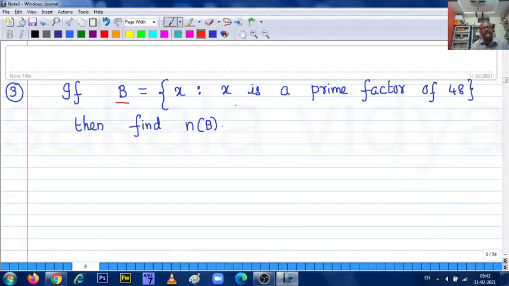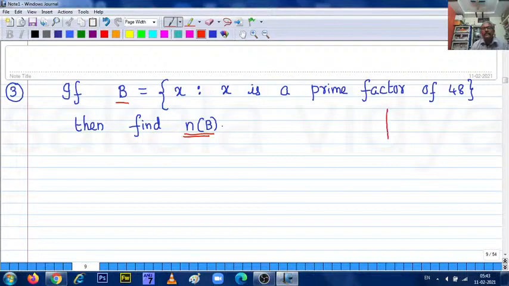First we need to write the roster form. After writing the roster form, what is n of B? n of B is known as the cardinal number or cardinality of a set. What do you mean by cardinal number or cardinality? It means the number of elements present in the set. You just count the number of elements that are present in the given set. That is called cardinality. That we need to find, n of B.